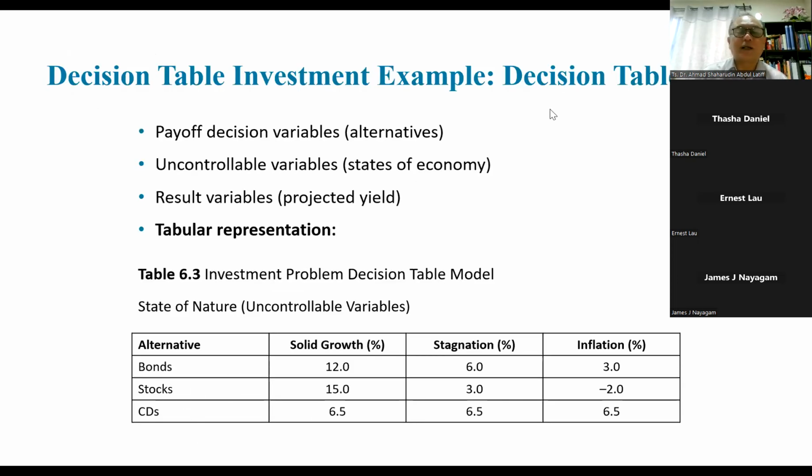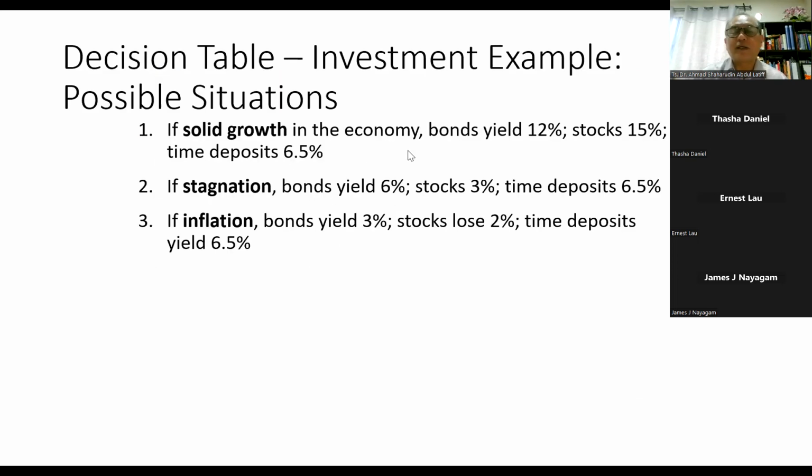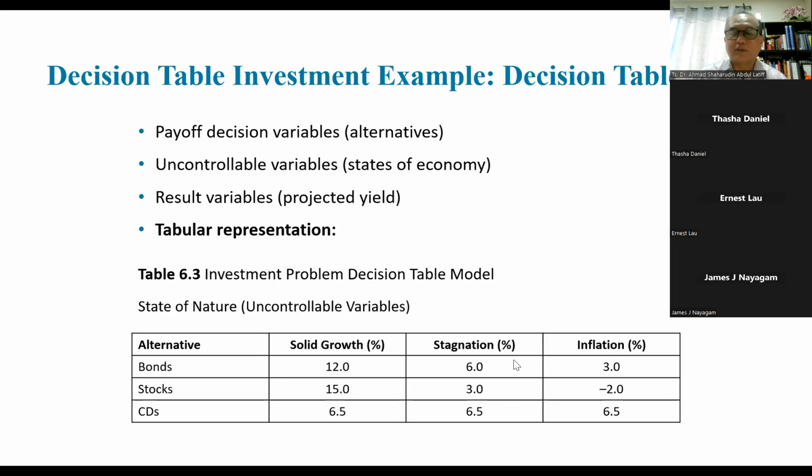In a decision table you calculate based on payoff. If solid growth, the bond will yield 12%, the stock 15%, and time deposit 6.5%. In stagnation, bonds will yield only 6%, stocks 3%, and time deposit 6.5%. If there is inflation, the bond will yield 3%, stocks will lose 2%, and time deposit will yield 6.5%. So this is the formula here. You put it into a table.